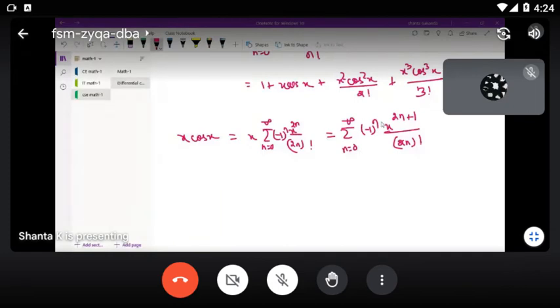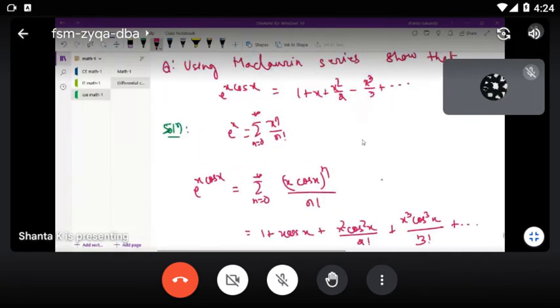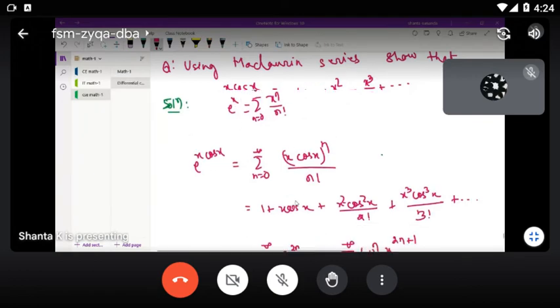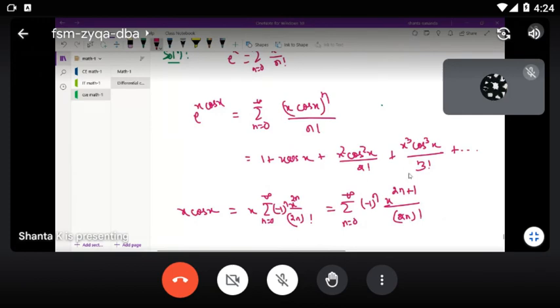Ma'am, can you show the beginning of the solution again? Okay, first, this is the series of the exponential. Now instead of x we have x cos x. So I have written here, this one is the series for this one.